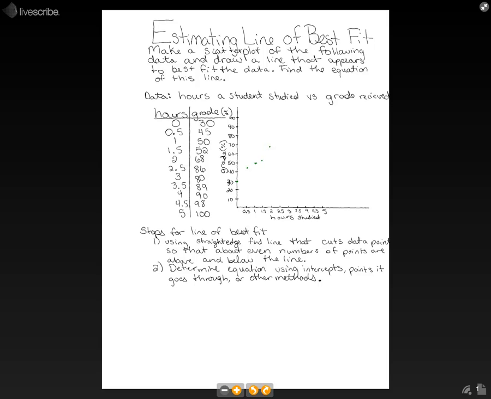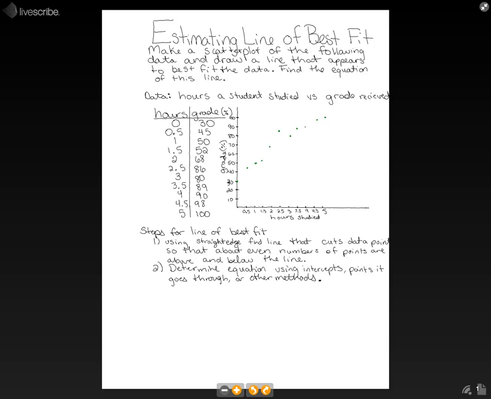When we had 2.5 hours of studying, we got an 86. When we had 3 hours of studying, we had an 80. When we had 3.5 hours of studying, we had an 89. We had 4 hours of studying, we had a 90. When we had 4.5 hours of studying, we had a 98. When we had 5 hours of studying, we got 100. So, this is our data we're looking at.